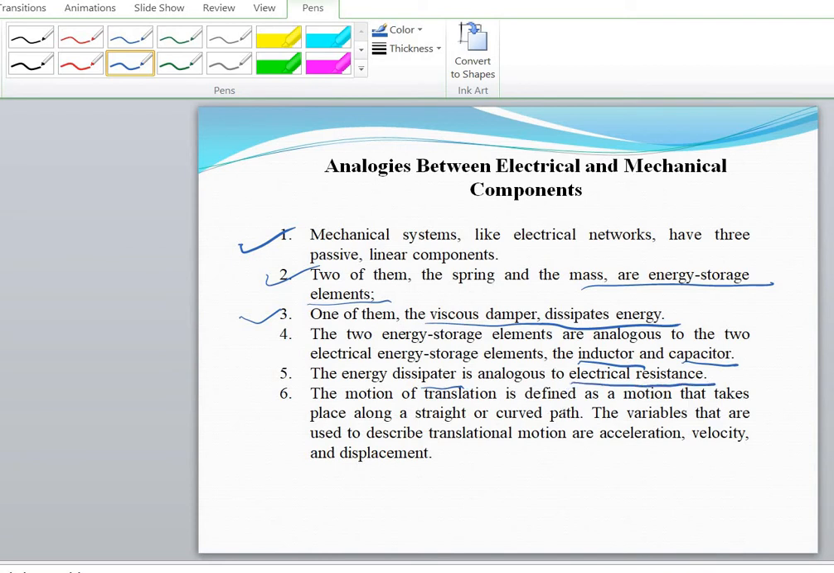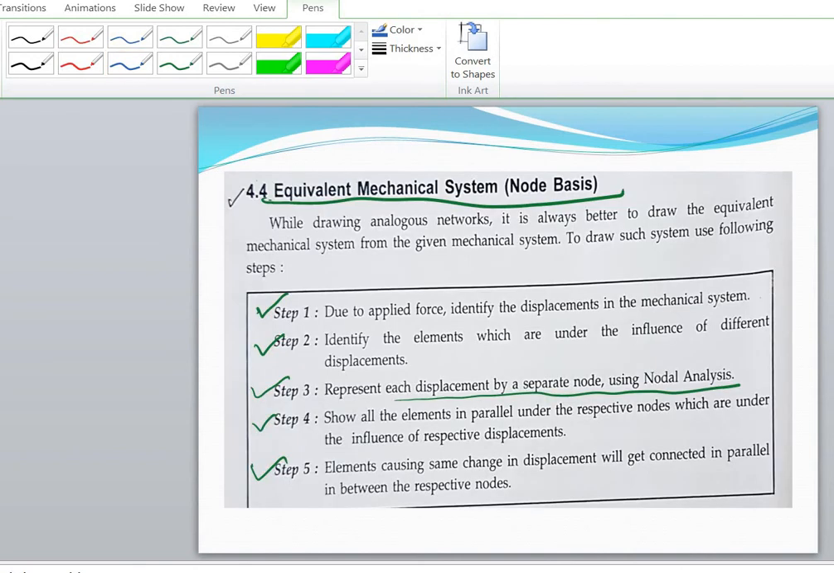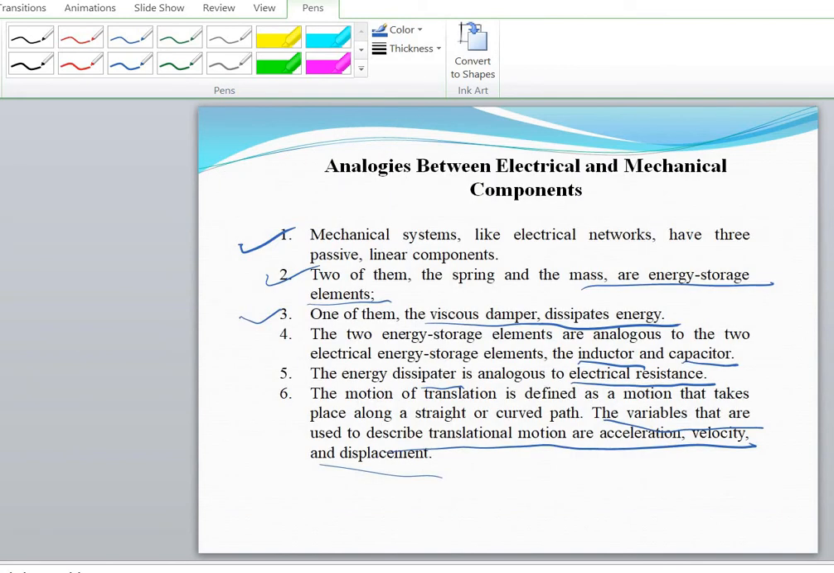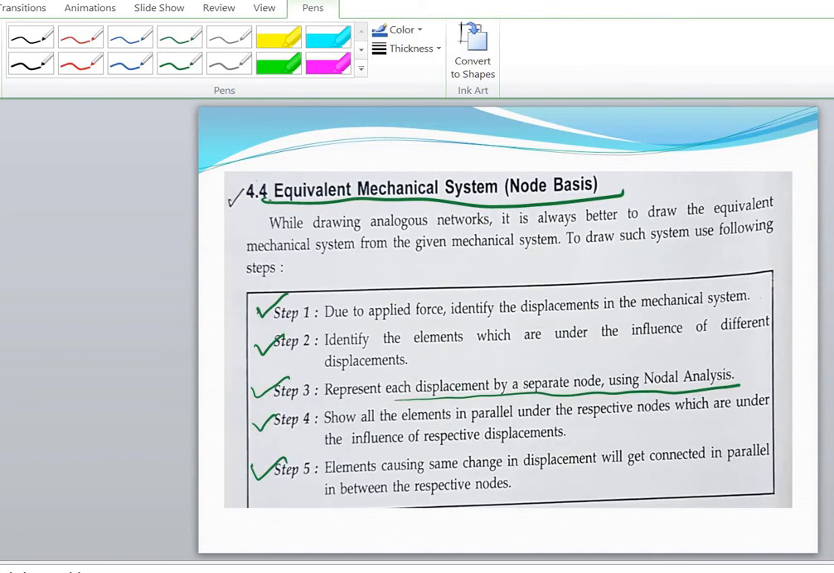The motion of translation is defined as motion that takes place along a straight or curved path. The variables that are used to describe translational motion are acceleration, velocity. This we already know. So now coming to the next slide. In the next slide I have put how to obtain the equivalent mechanical system using node basis. Already I have solved problems on this and already I have posted the 4 solved problems also. But still, because it is important at this point, that is to draw the equivalent mechanical system, I am once again repeating the things.